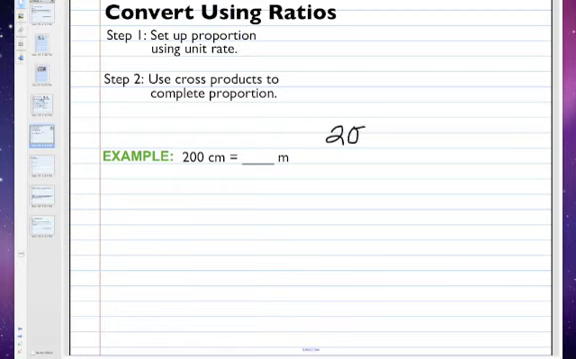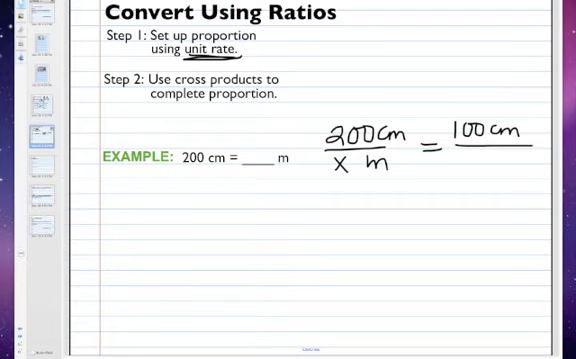The first thing I need to do is set up a proportion. So I'm going to say 200 centimeters is to x meters, x just standing for the unknown, as, and the other half of my proportion is always going to be the unit rate. If you look at the vocabulary portion of your notes, we've typed up all the unit rates you're going to need to use. In this case, the unit rate for centimeters and meters is 100 centimeters is equal to 1 meter.